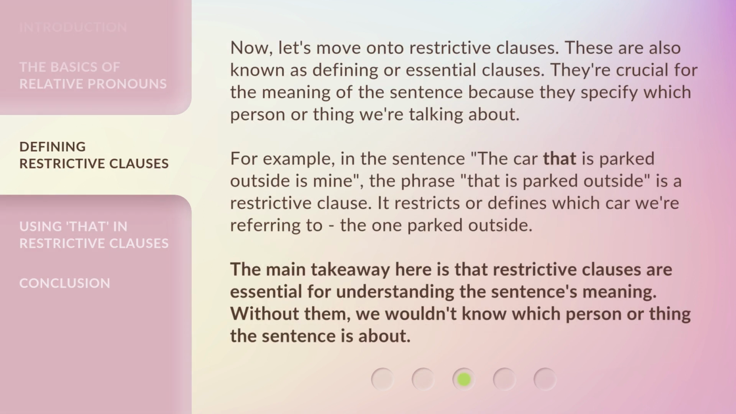Now, let's move on to restrictive clauses. These are also known as defining or essential clauses. They're crucial for the meaning of the sentence because they specify which person or thing we're talking about. For example, in the sentence, "The car that is parked outside is mine," the phrase, "that is parked outside," is a restrictive clause. It restricts or defines which car we're referring to, the one parked outside.